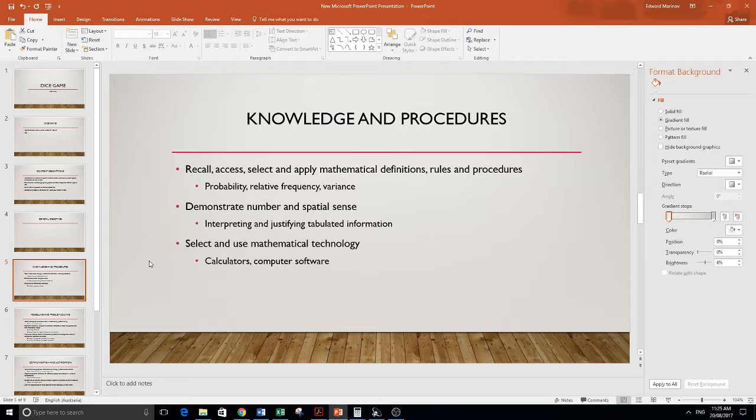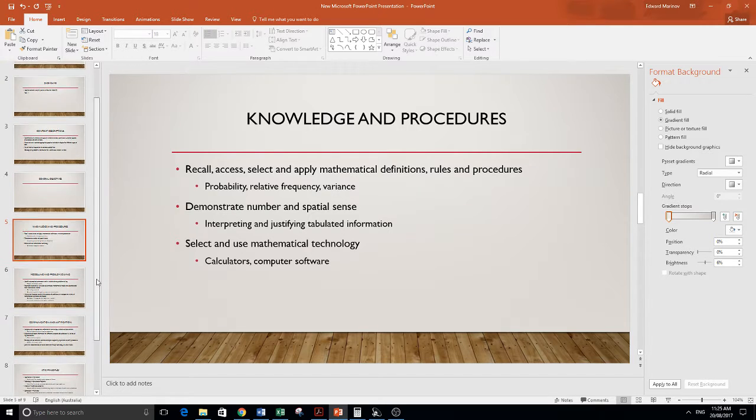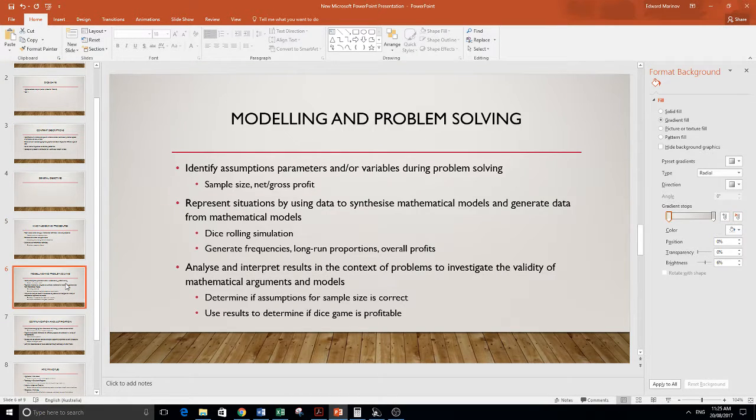Select and use mathematical technology. So obviously we used Excel to represent the data, but there's a whole range of other software that we can use, as well as calculators. Okay, so modeling and problem solving. Identify assumptions, parameters, and/or variables. So one of the main assumptions we used was the sample size.